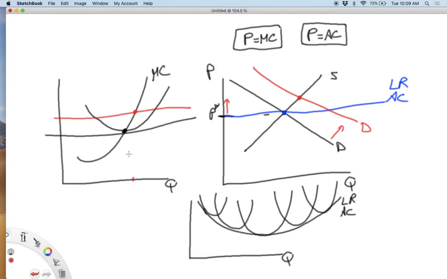If you're making money, other people hear that you're making money, they come in. And how many of them are going to come in? They're going to keep coming in until the new supply is over here and the price is back to price equals average cost. Okay? So you're going to come right back to here. Okay? Let's do another example with an increasing cost industry.